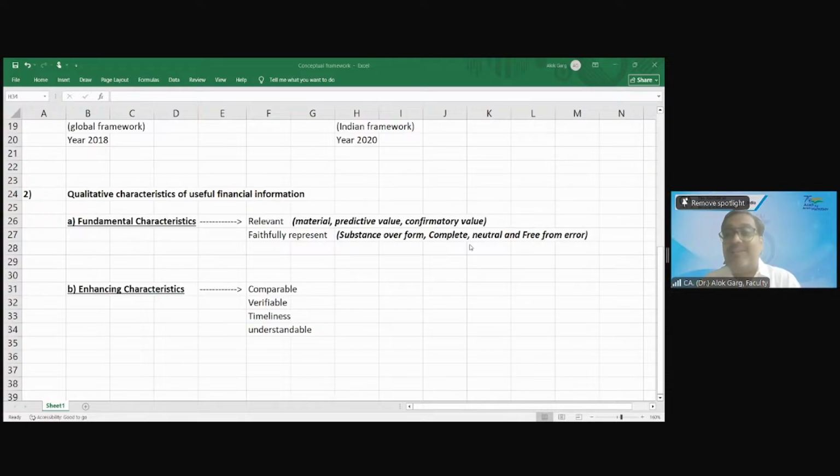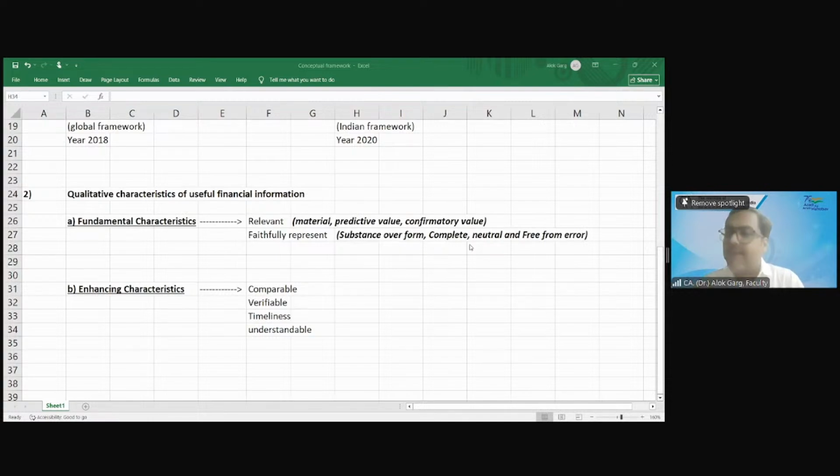Friends, this was a 6 marks question that came in May 2024. When the question comes, what are the qualitative characteristics of useful financial information, you have to write in your language with an example. For making financial information useful, there are fundamental characteristics and enhancing characteristics. In fundamental characteristics, the information has to be relevant and present faithful representation. Then you have to explain what is relevant. The information has to be material. It can provide predictive value to the user of the financial statement, and it also supports confirmatory value.